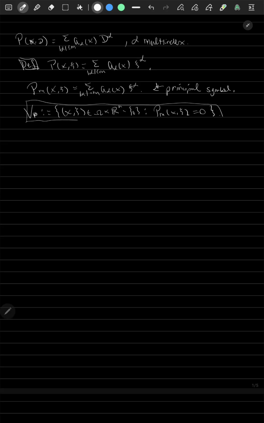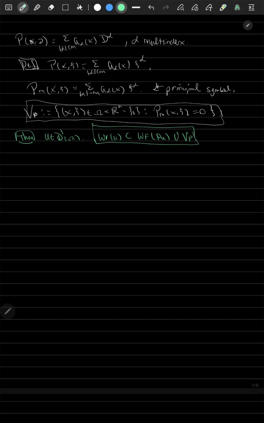And this is a very important set, as it turns out, because we have the theorem that if u is a distribution on omega, then the wavefront set of u is contained in the wavefront set of Pu united with V_P. So what this means is that we have microhypoellipticity, which is wavefront set of u contained in the wavefront set of Pu. We have microhypoellipticity outside of V_P.